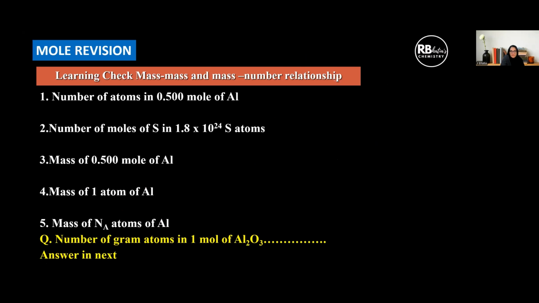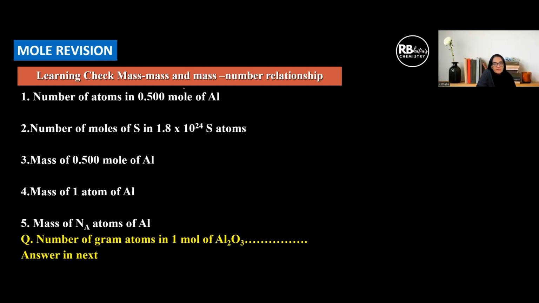Now, what is the learning check? The learning check here is mass and mass number relationship. So let us just solve this. Number of atoms in 0.5 mole of aluminium. So you know number of moles is equal to number upon Avogadro number. Therefore, this time we know 0.5 mole. We need to know number of atoms and we are going to divide it with Avogadro number. So just solve it.